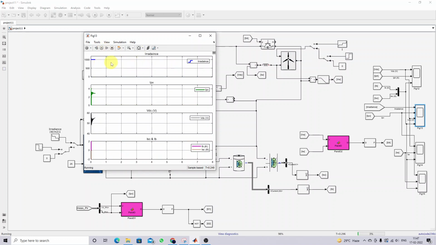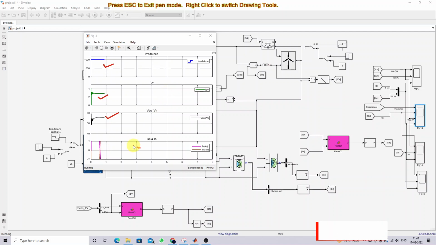Here you can see this is the irradiation, this is the PV current, and this is the voltage across the DC load. Then these are the currents of the supercapacitor and the battery. Now one more source, the PV source, is added into the system, so we'll check the response of the system. Here you can see the supercapacitor is in charging mode and the battery is in discharging mode.